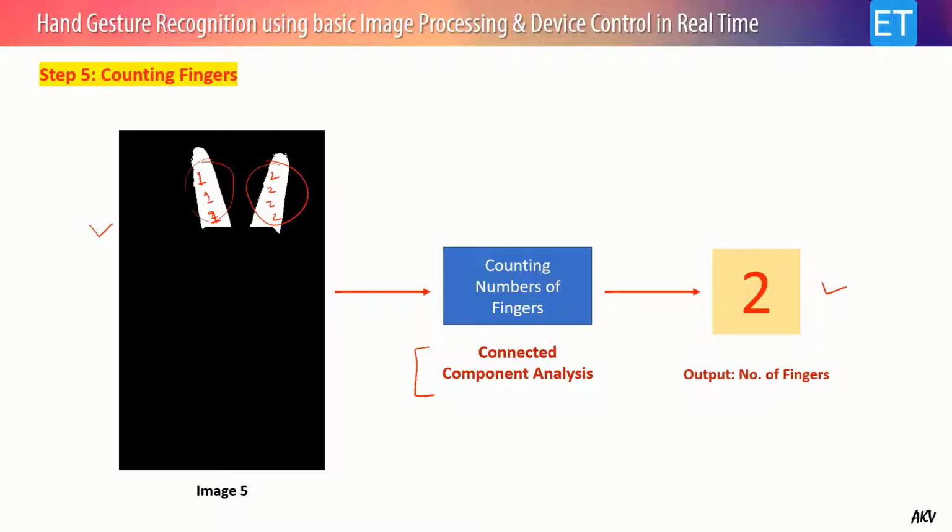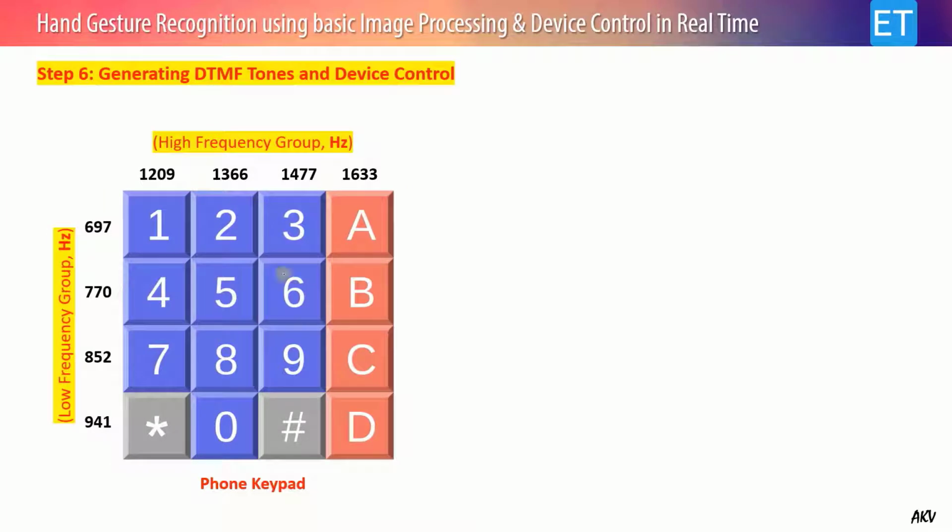Now with the help of this number I will generate the corresponding DTMF tone. So let's see what is DTMF. As I said, DTMF is the dual tone multi-frequency. These tones are actually generated in phones. So this is your phone keypad. If you press any number on your phone keypad, you hear some sounds. Those sounds are known as the DTMF tones.